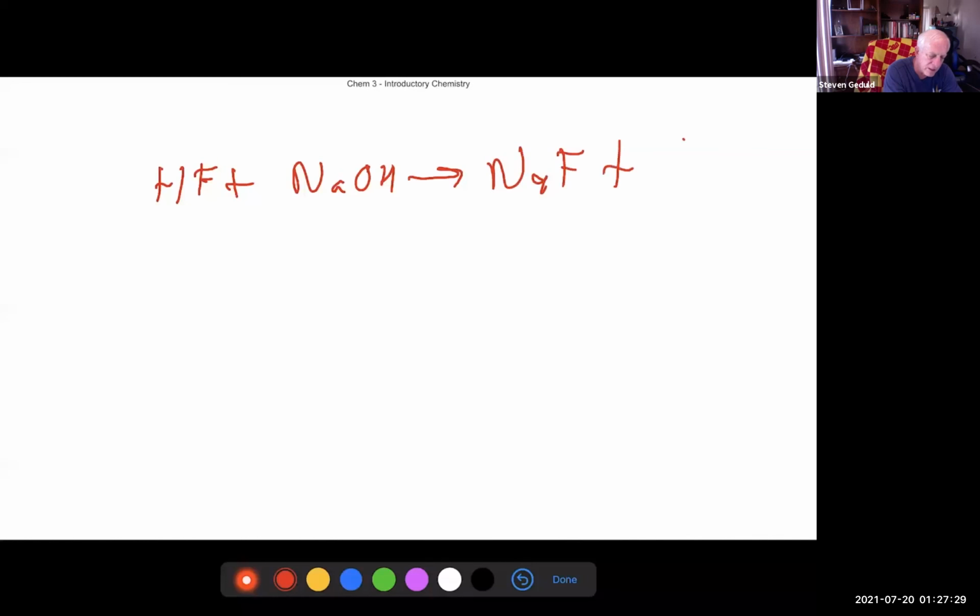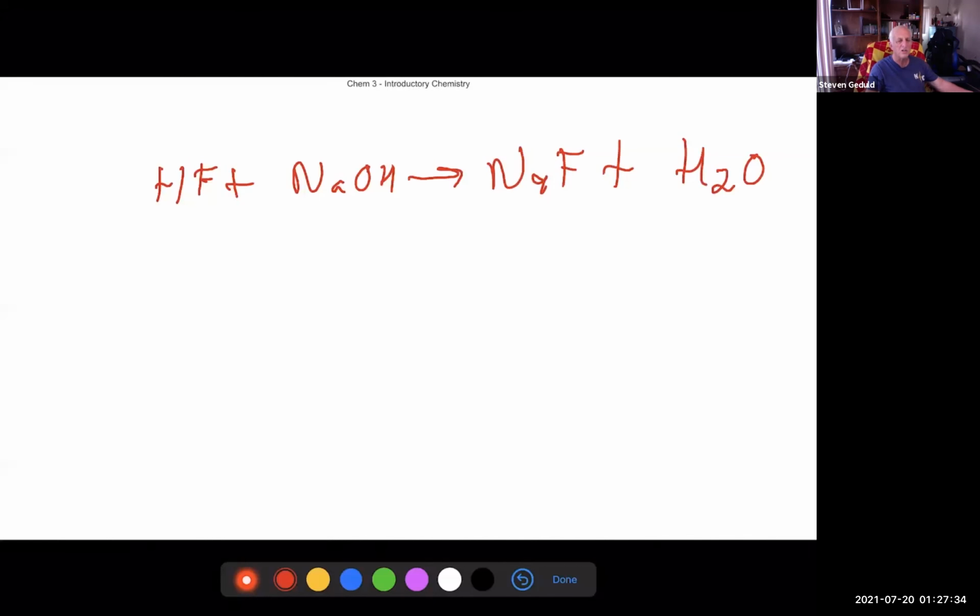All right, we talked about neutralization reactions before. We have an acid and a base, which gives you a salt and water. So let's put an acid, hydrofluoric acid, plus a base, say sodium hydroxide, goes to your salt, NaF, plus H2O. So a neutralization reaction always produces salt and water. And we'll do it with any of them.